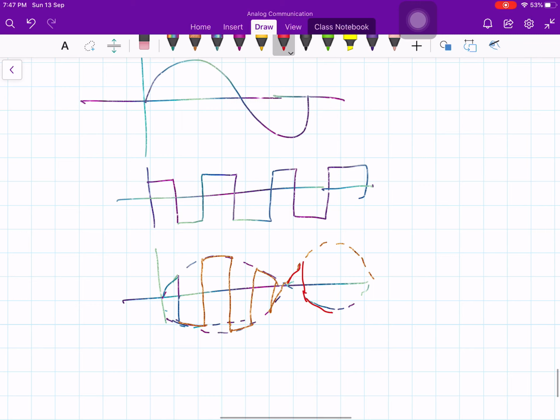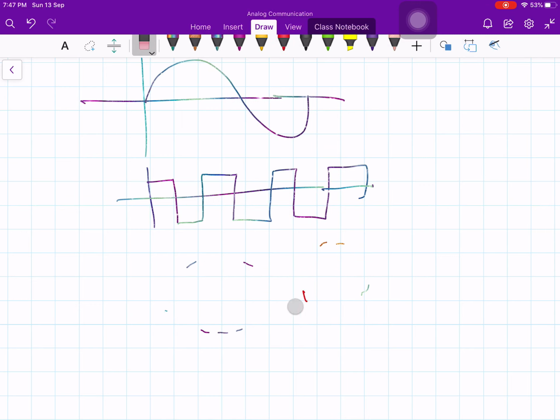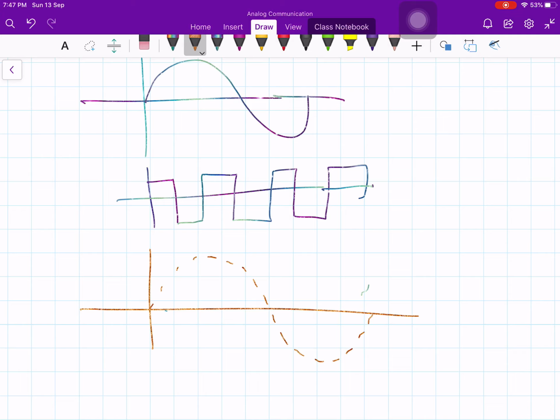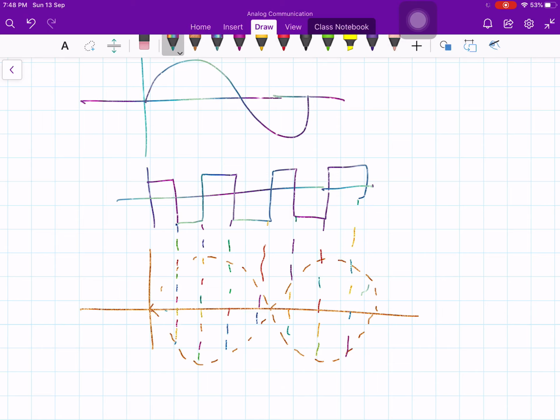Maybe, this is not correct, let me draw accurately. Like that, then you extend this line, like this you extend. Let me choose a different color. It goes, because it is 1, comes down, then traces like this, then it goes up, positive, comes down.